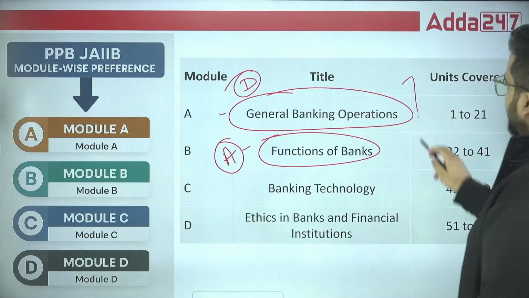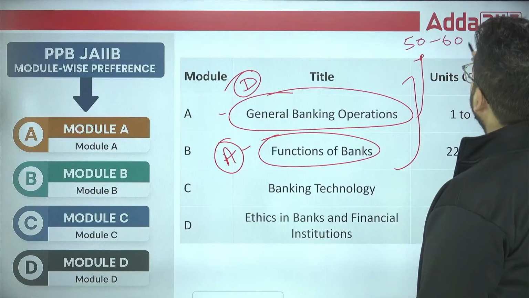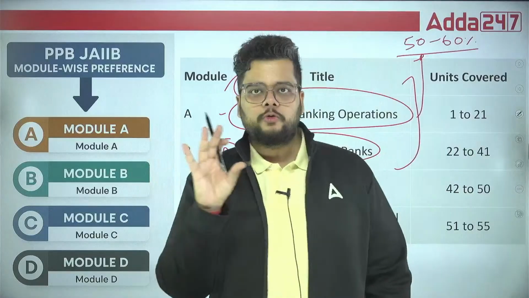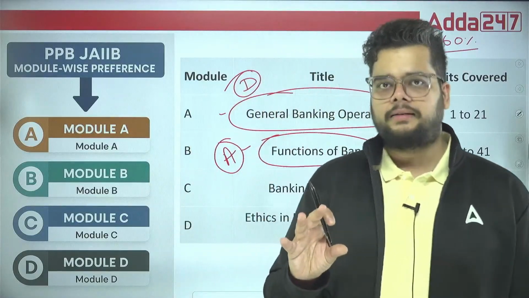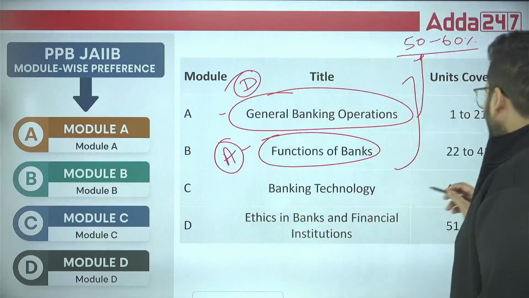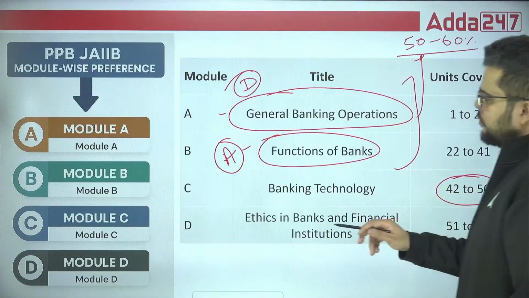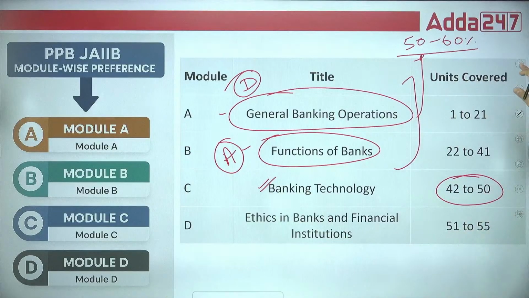From here you can expect 50 to 60% of your questions, and if you have a strong hold on these two particular modules A and B, definitely you stand a chance to crack this examination with more than 60 marks. Okay, so today we'll be focusing on unit number 42 to 50 for module C, that states banking technology. Okay, so let's get started.